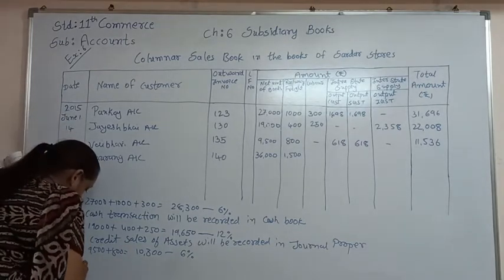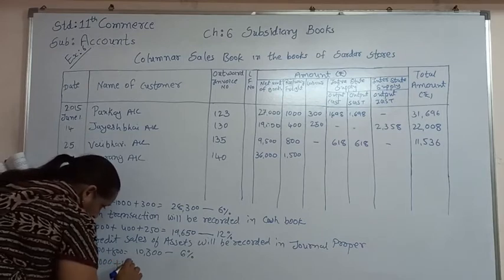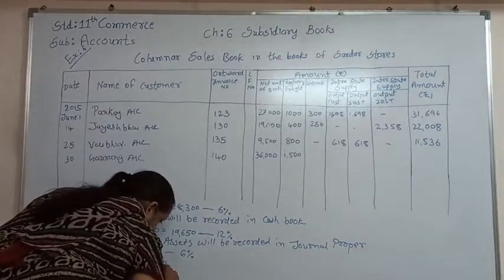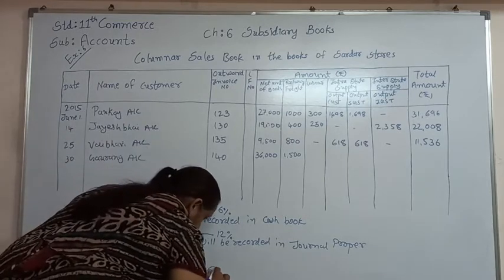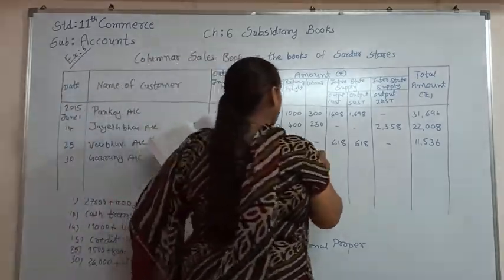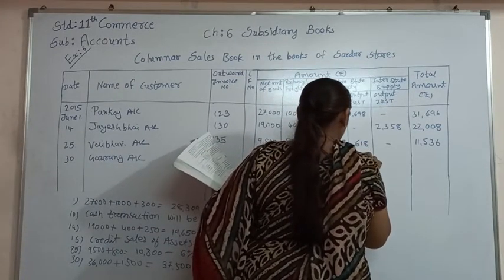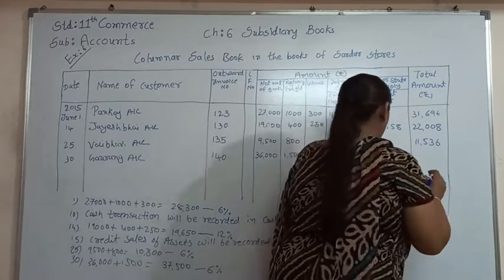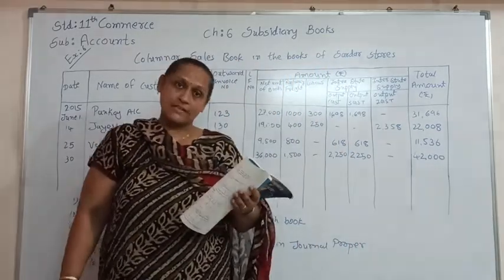For that, 36,000 plus 1,500, so the total will be 37,500, and on that we are going to calculate 6% of CGST, SGST, that will be 2,250. So that will be 2,250, and the total of that will be 42,000. So here all our transactions are finished.